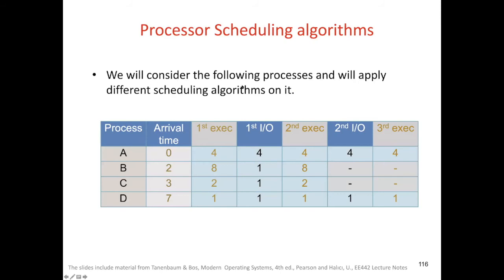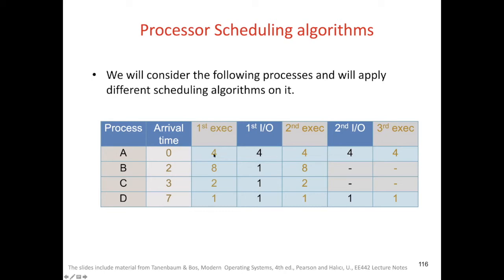We will consider the following processes and will apply different scheduling algorithms on it. We have 4 processes. In this column, their arrival time is given. A arrives at 0, B at 2, C at 3, and D at 7. Each process has a sequence of execution burst and I/O burst. For example, for A, we have execution, I/O, and execution. For B, we have only execution, I/O, and then execution.